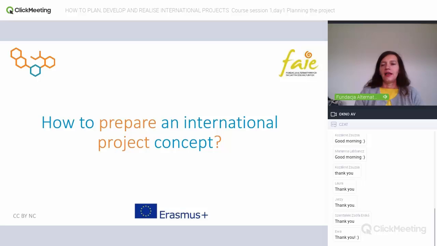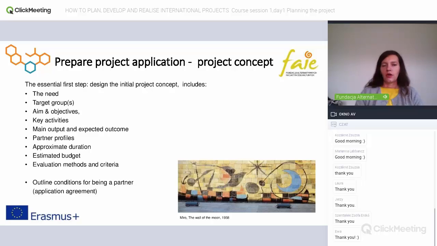And here we are at the last point of the presentation. The last point relates to the project concept, so the first stage of planning the project. The essential parts of the project concept you will see in a moment on the presentation. The project concept includes the need, the challenge, describes the target groups, the aim and objectives of the project, the key activities, the main outputs and expected outcome, partner profiles, approximate duration, estimated budget, and evaluation methods and criteria.